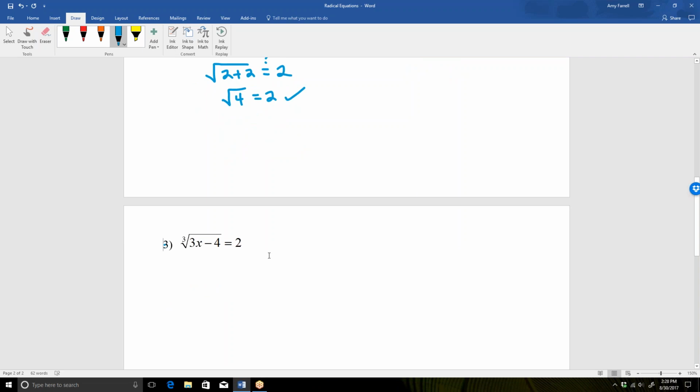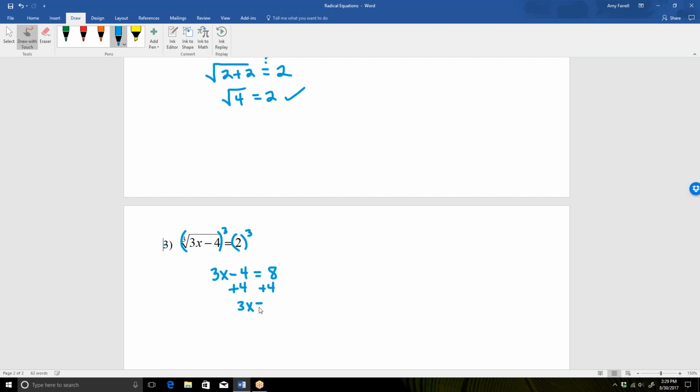Number 3. This time we have a cube root. And we're going to raise both sides of the equation to the third power. We need to raise it to a power that is equal to the index of the radical. When you cube a cube root, you just get what's underneath, the radicand. So 3x minus 4 equals 8, and we solve the equation.